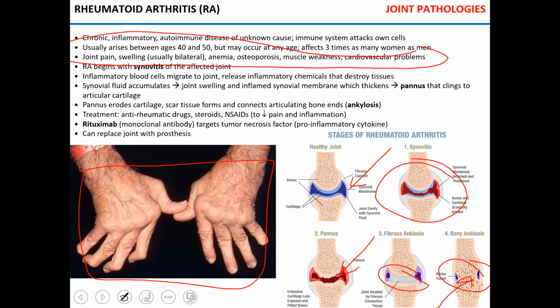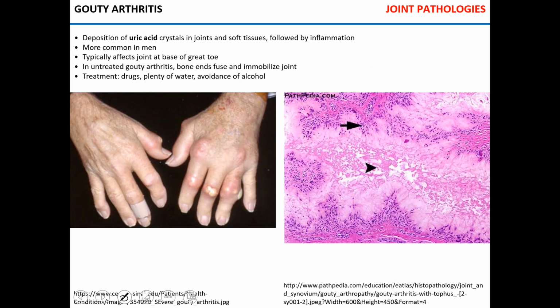Treatment: various drugs, anti-inflammatories, immunosuppressors. We have a drug called rituximab now, which inhibits the function of tumor necrosis factor, which is a pro-inflammatory molecule. But eventually the joint has to be replaced with a prosthetic joint.